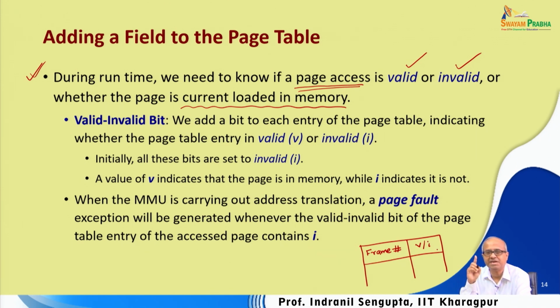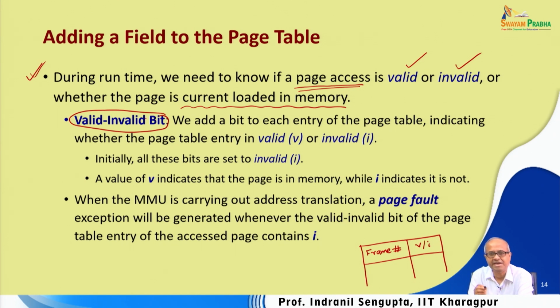Valid-invalid is basically a single bit: 0 can indicate valid and 1 can indicate invalid, or the reverse. A single bit is sufficient. So, we have to add one bit to every entry in the page table. This is referred to as the valid-invalid bit.